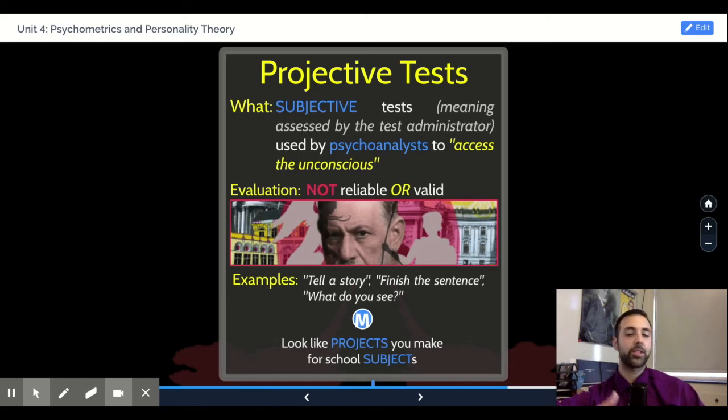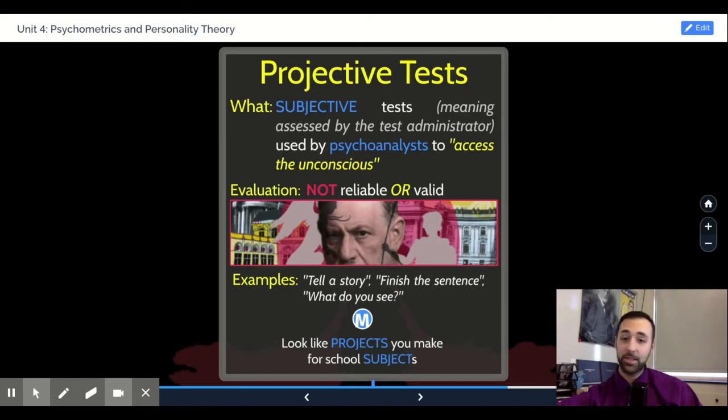There's a considerable amount of potential bias here, depending on who it is that's administering your test and what it is that they view as standing out from your story or from what you see. That makes this not terribly reliable. Again, you get totally different scores just depending on who administered the test. And research shows this is not particularly valid.